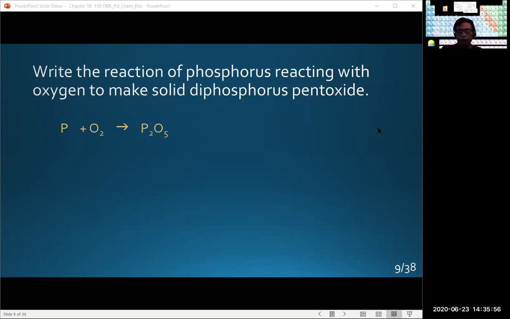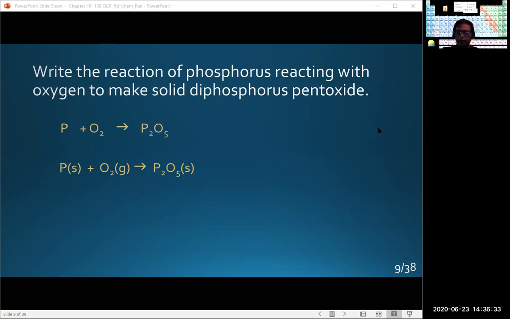Now the next stage would be the states. We know phosphorus is a solid, oxygen is a gas, and diphosphorus pentoxide is a solid because it's given to us as a solid. So we got the physical state set up. Now we're going to balance it. There are a couple of ways. There's no set way that's wrong or right. It's just a matter of trying to figure out what I can do here.